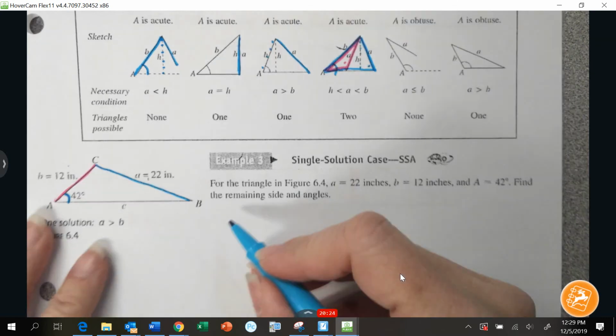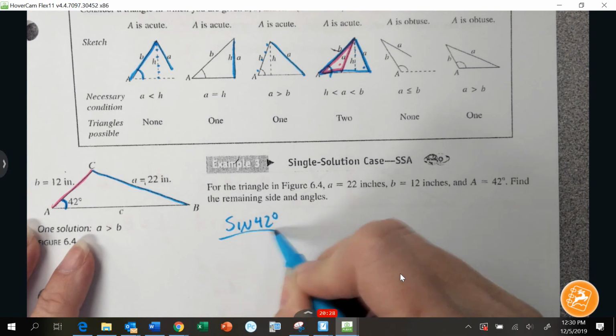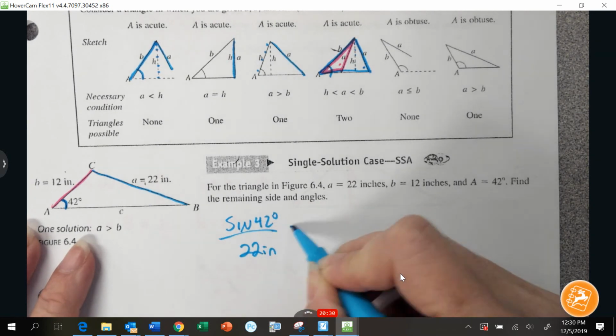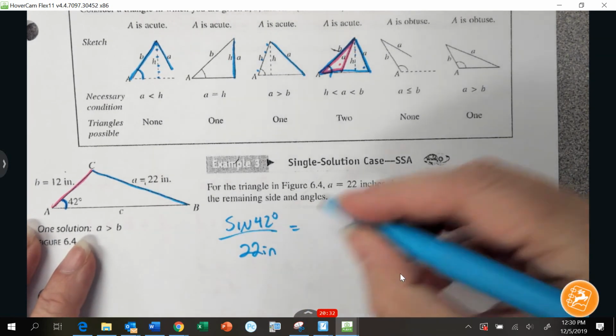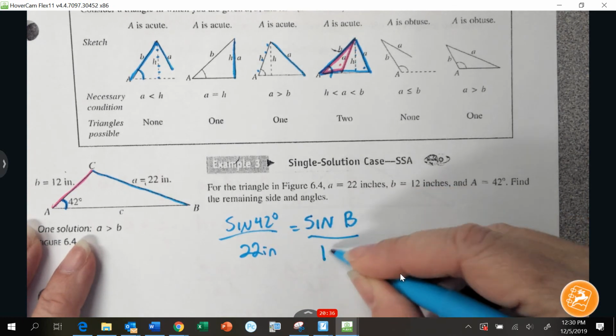So we would do sine of 42 degrees over 22 inches equals sine of angle B over 12 inches.